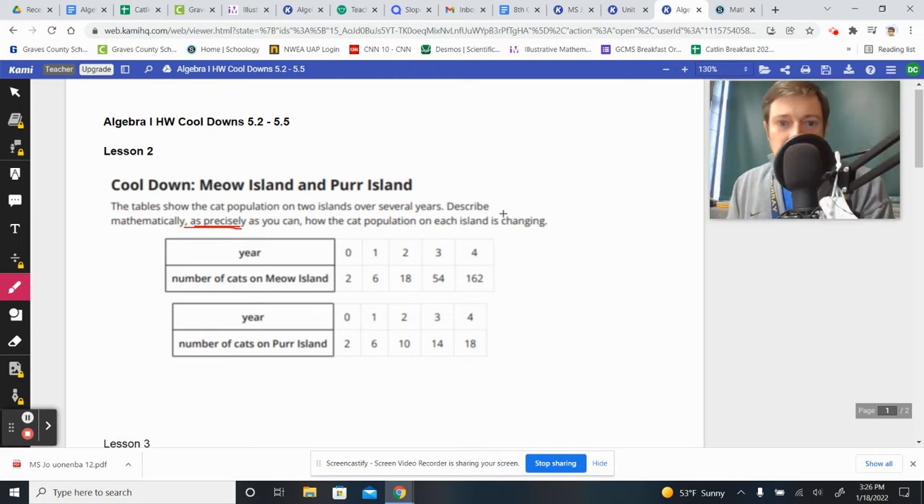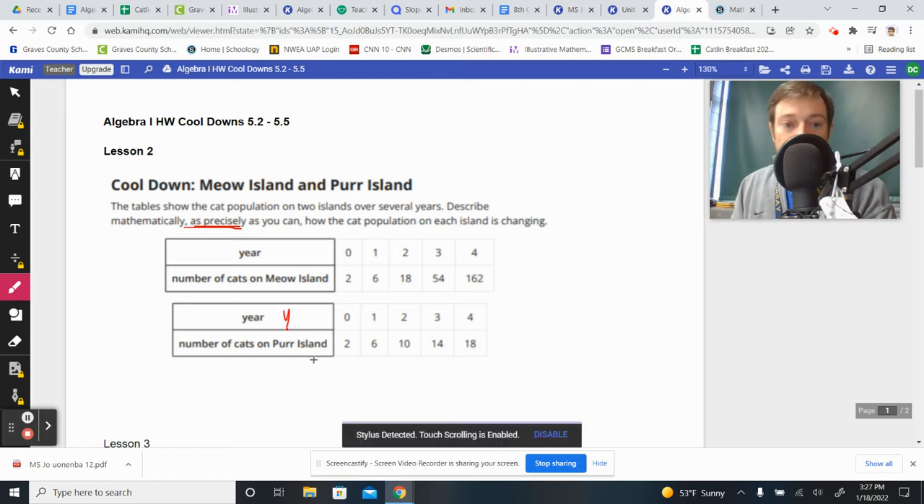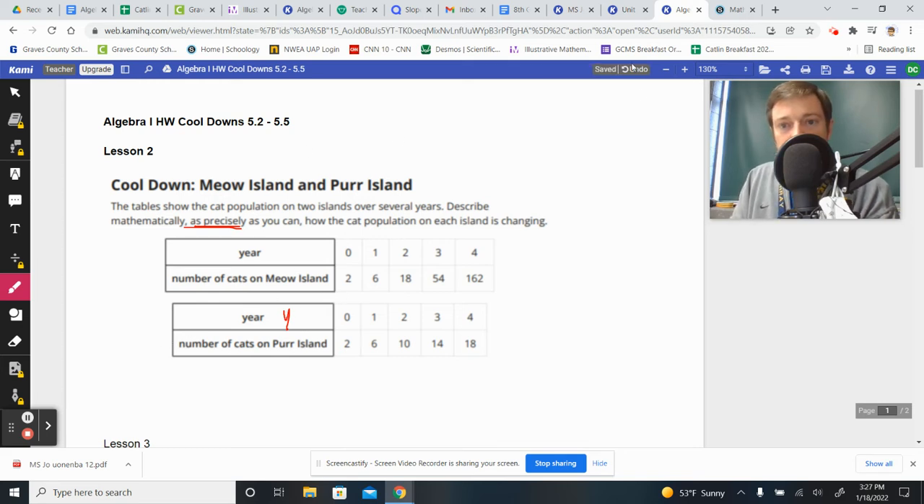Something that we really discussed in class today was the challenging thing for Meow Island is that it grows so fast. To find a rule to take the year and get to how many cats are going to be on that island is difficult because we haven't done anything like that before. But let's start with one that we have done before, which is writing a rule for this one. So let's say that the number of cats on the island is Y and the years are X. We'll go that route for both of these.